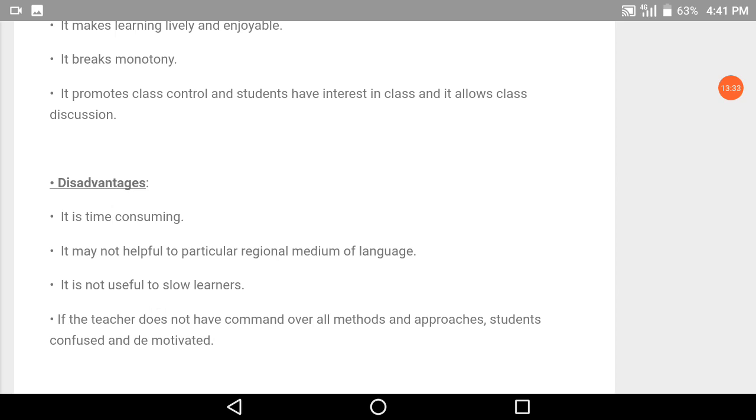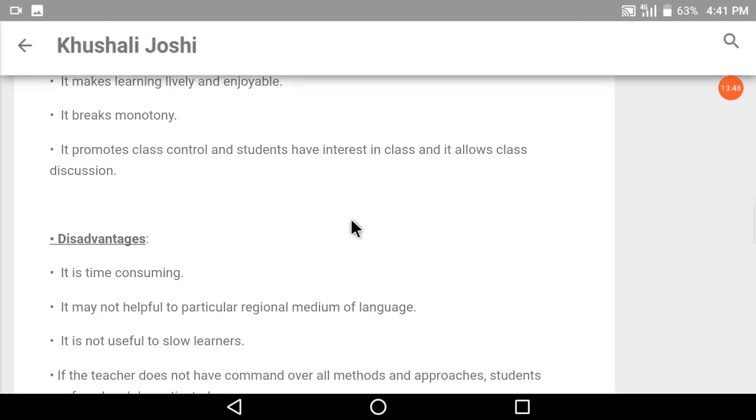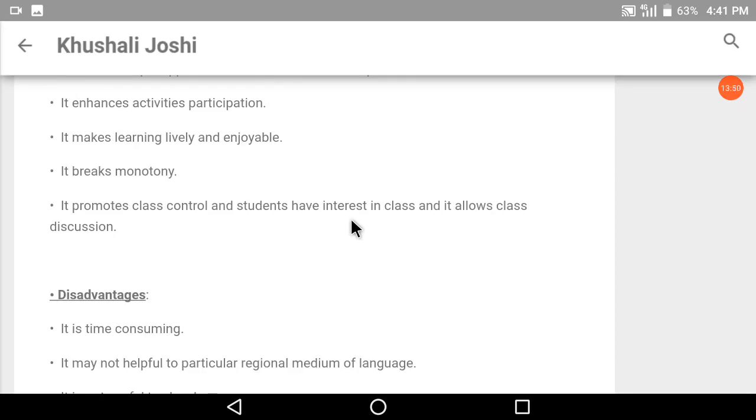Before attempting a 35-minute class, I have to prepare myself for a 1-hour lecture, because my students may ask any question regarding that topic. So this is the end of all these approaches: CLT, CLL, TBLT, and the post-method era, which is the eclectic method.